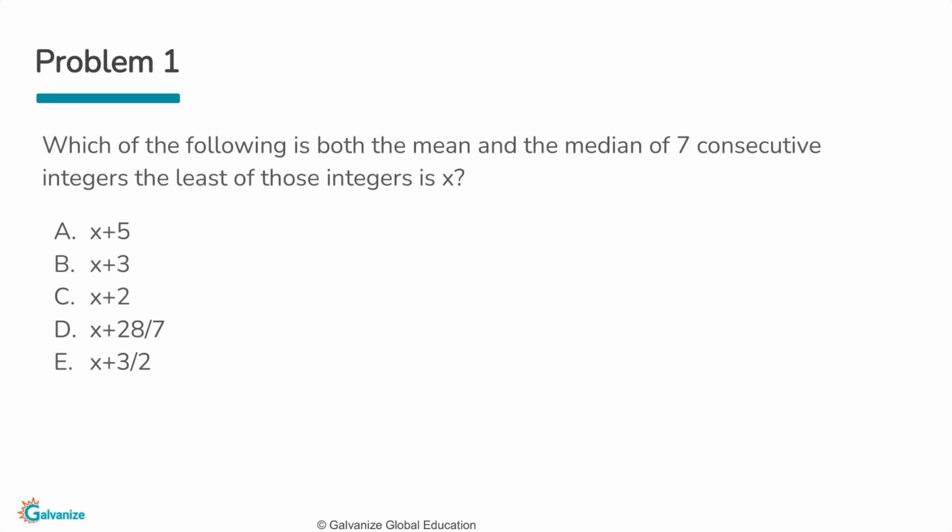What is the mean? Mean has to be 4, right? Mean of 1, 2, 3, 4, 5, 6, 7 is 4. Median is also 4. So when you start with x equal to 1, the mean is equal to the median is equal to 4, which is actually x plus 3. That is, 1 plus 3 will give you 4. Therefore, the answer is option B.